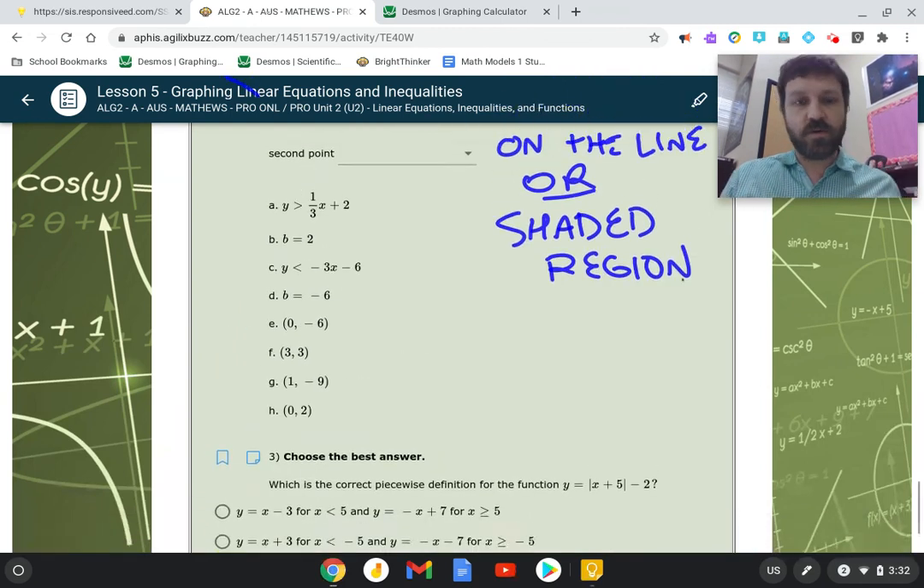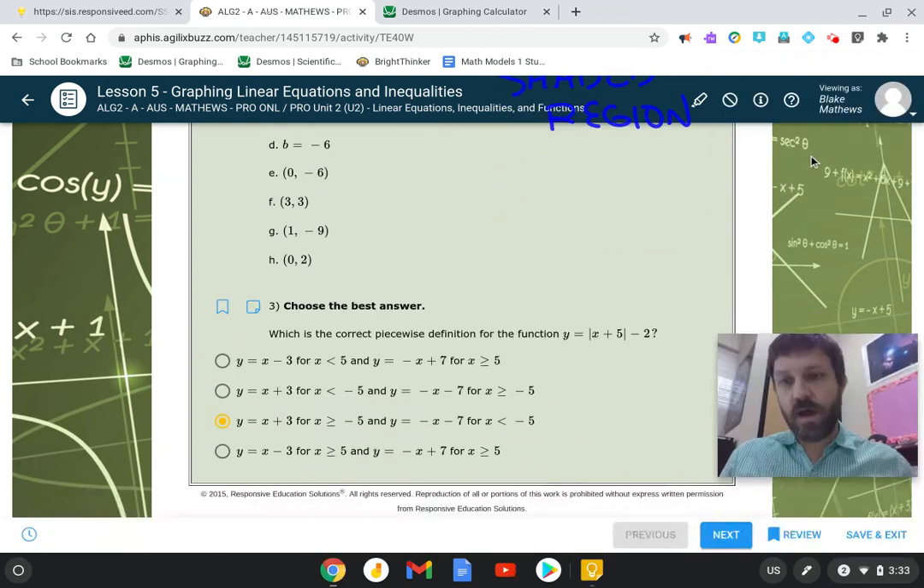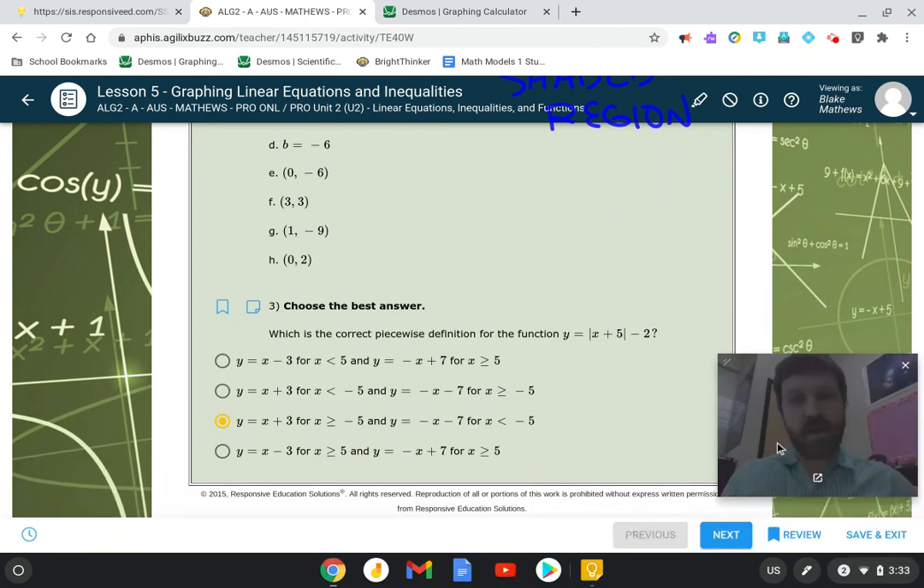So I'll let you do those other two on your own. I went ahead and did number 3 for you. Hopefully that makes a little bit of sense. There's not any more of those in the unit. But that's it for lesson 5.